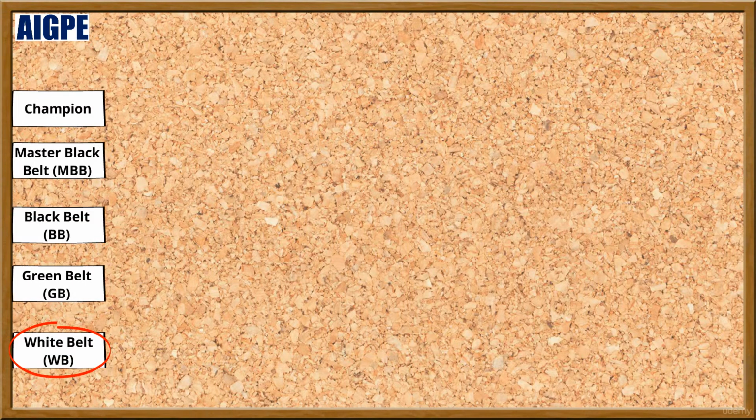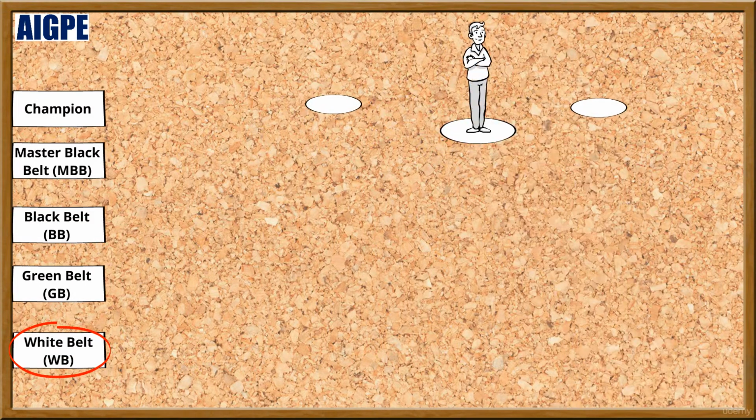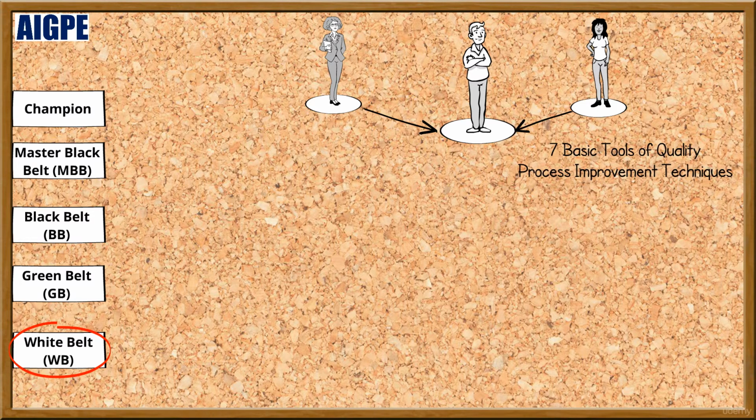White Belt. White belts are selected by either the black belt or the green belt and have an understanding of the Six Sigma methodology. They are trained on the 7 basic tools of quality and process improvement techniques.